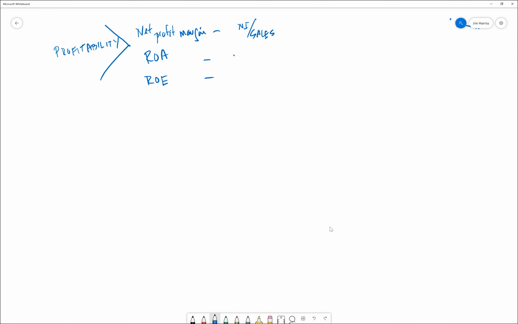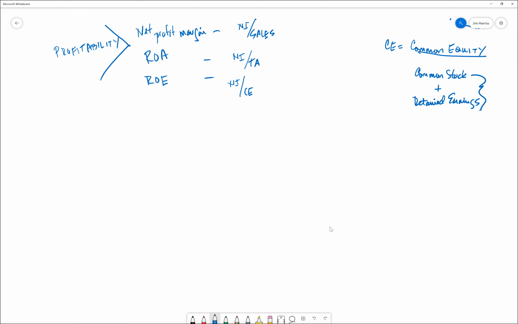ROA is basically net income divided by total assets. Okay? And ROE is net income divided by something called CE. All right, now CE is basically common equity, which is the sum of common stock plus retained earnings. Okay, you need to know that. We're going to be using the common equity term the whole semester.